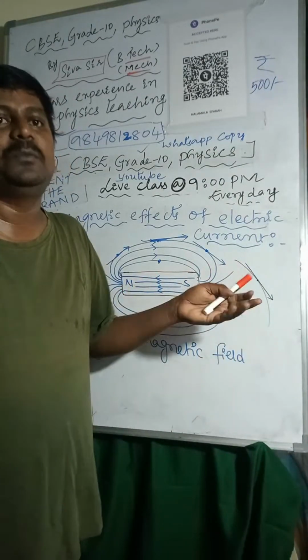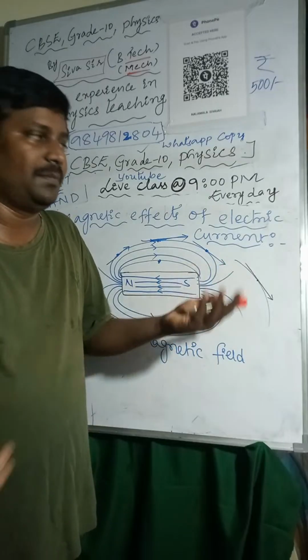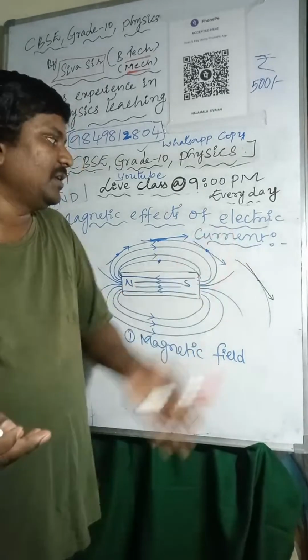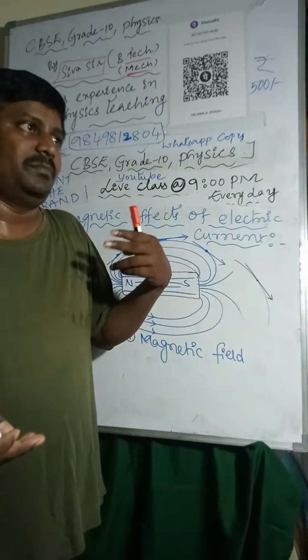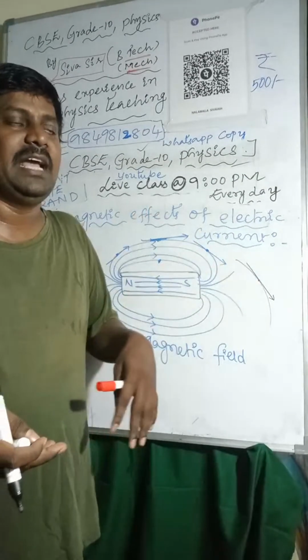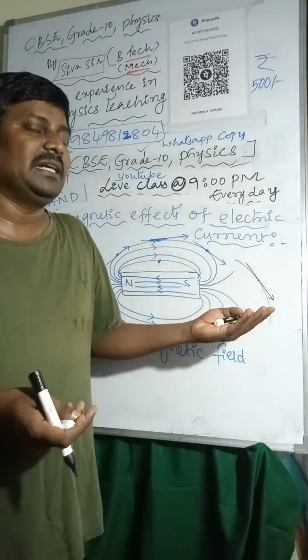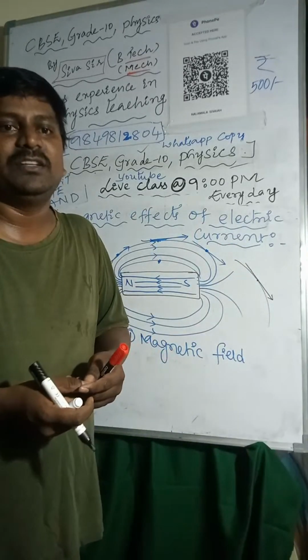So two different poles will attract, two similar poles will repel. So that is about attractive property and directive property. Next one I discussed about artificial magnets and natural magnet. Natural magnet is magnetite. Magnetite is a natural magnet.